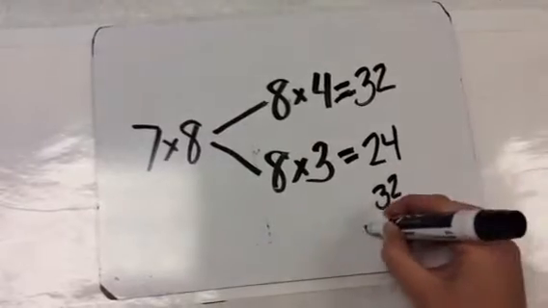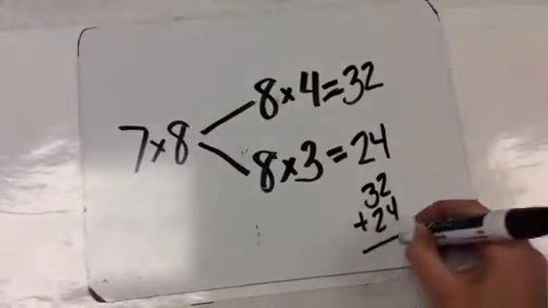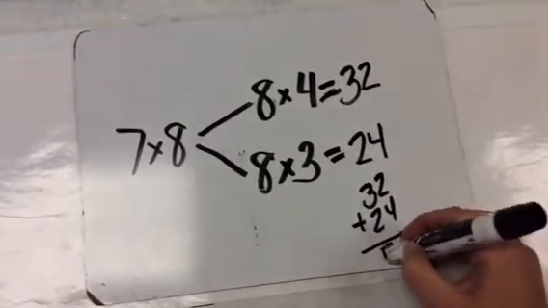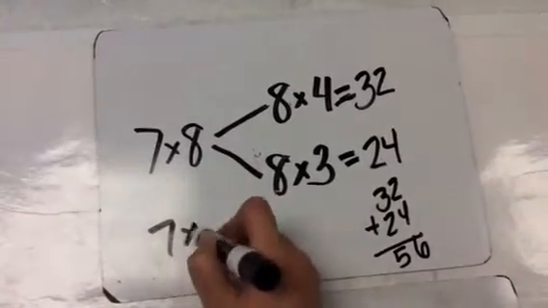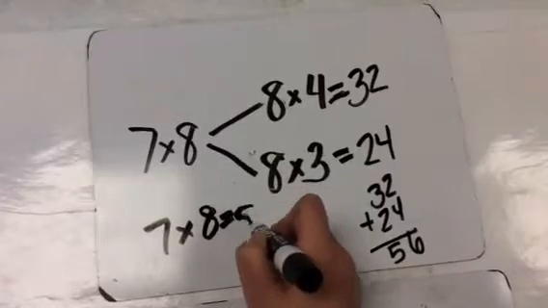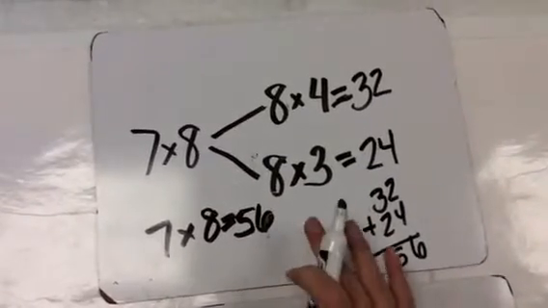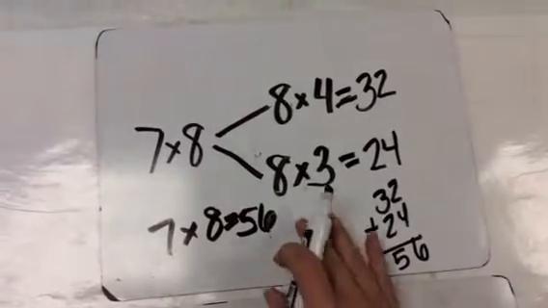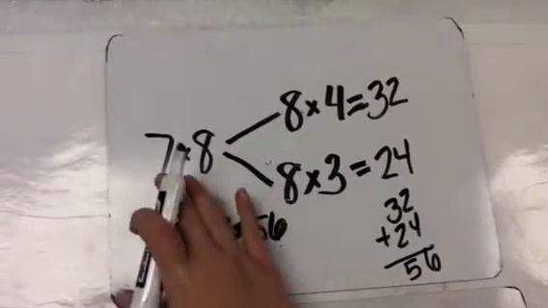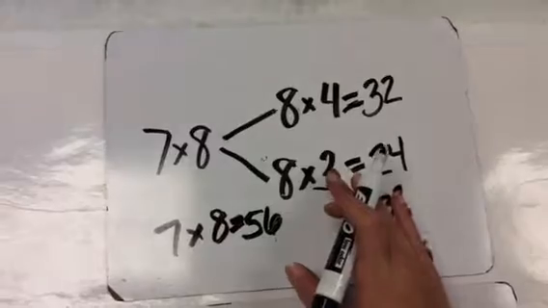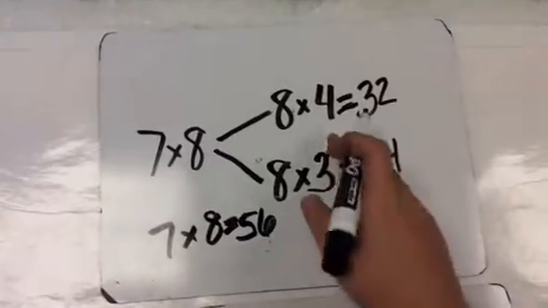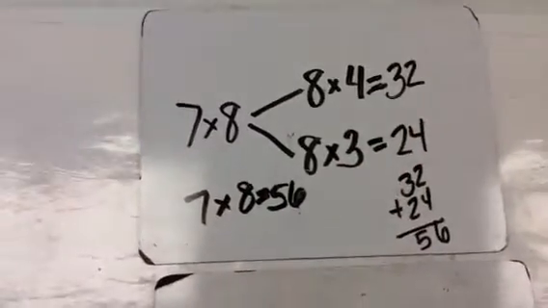When we add 32 and 24, we find the answer to this problem. 7 times 8 is 56. This is an example of the distributive property because we kept the 8, but we split up that 7 into two smaller numbers. When we draw this array out, we can draw a line to show how we split this.